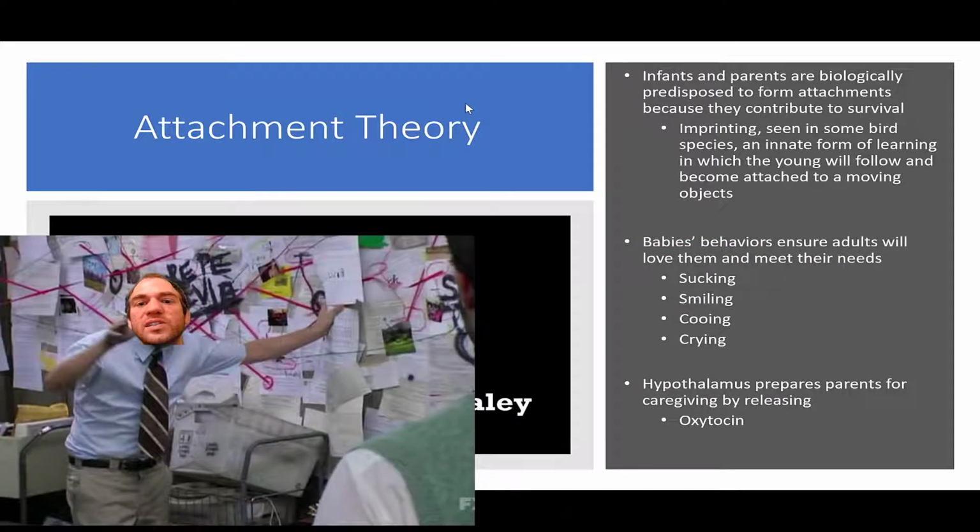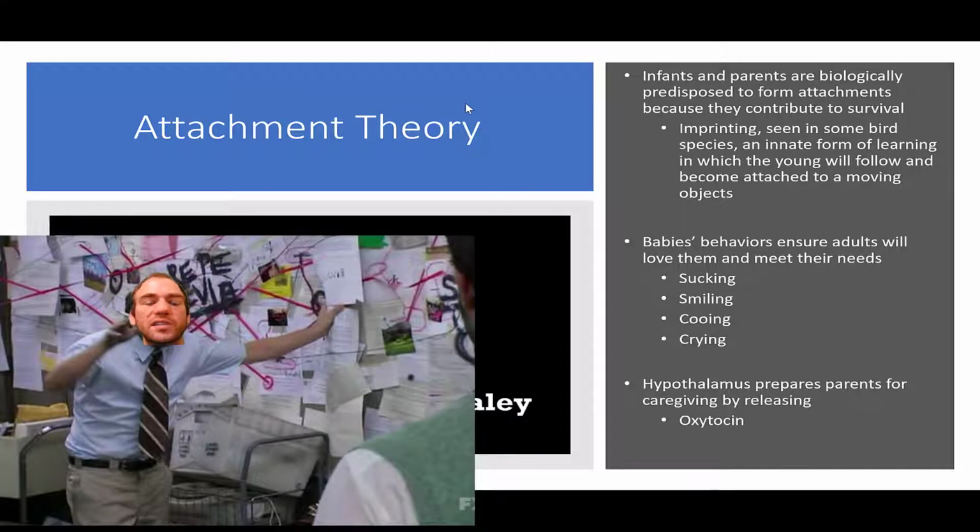Attachment theorists argue that infants and parents are biologically predisposed to form attachments because they contribute to survival. Imprinting, seen in some bird species, is an innate form of learning in which the young will follow and become attached to a moving object. Babies' behaviors ensure adults will love them and meet their needs, such as sucking, smiling, cooing, and crying. The hypothalamus prepares parents for caregiving by releasing oxytocin.